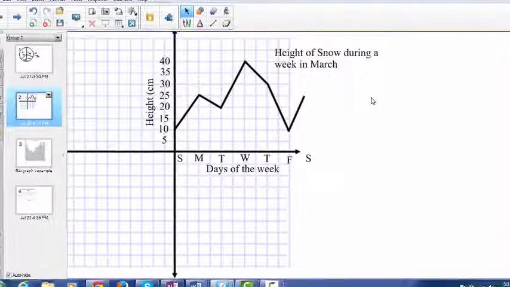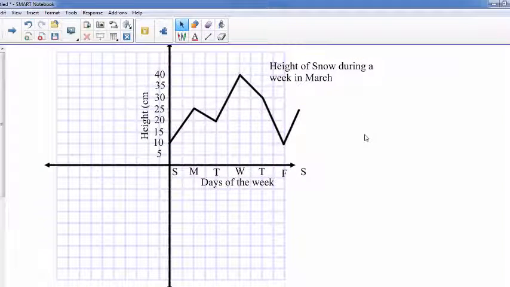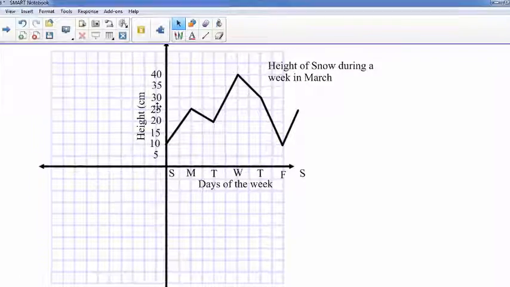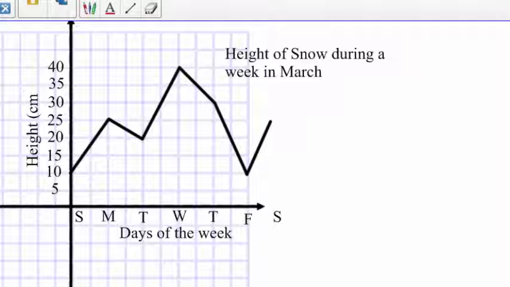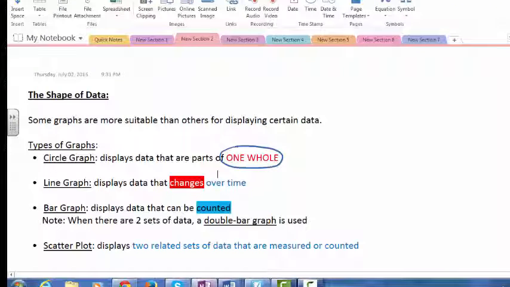If I look at this shape, this data represents the height of snow during a week in March. On the horizontal axis, there are the days of the week. You can see Sunday, Monday, Tuesday, Wednesday, Thursday, Friday, Saturday. And on the vertical axis, you will see the height of the snow in centimeters. So here it's 5, 10, 15, 20, up to 40 centimeters.